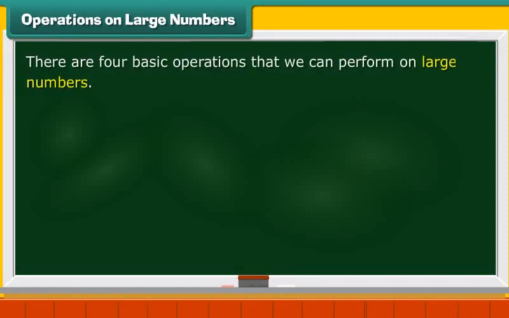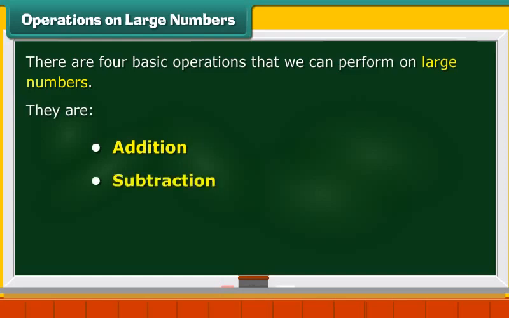Operations on large numbers. There are 4 basic operations that we can perform on large numbers. They are addition, subtraction, multiplication, division. Let us look at them one by one in detail.